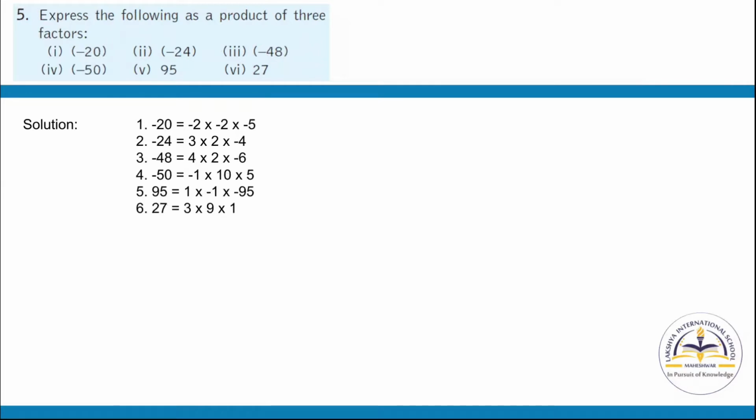Question number 5. Express the following as a product of factors. Now you have to express in three factors. First question is minus 20. So minus 2 into minus 2 into minus 5. When you solve this, you get minus 20 as the answer. Now question number 2: minus 24 equals 3 into 2 into minus 4. When you solve this, you will get minus 24. So you have to solve the other questions the same way.